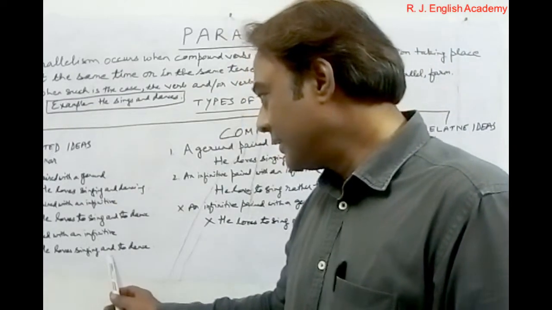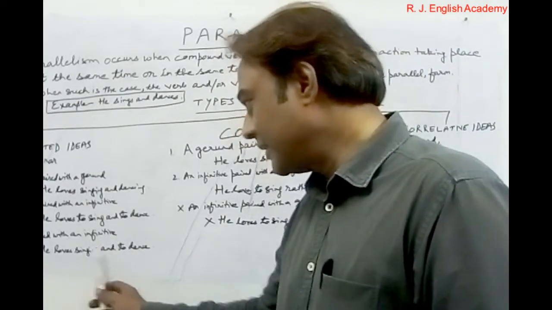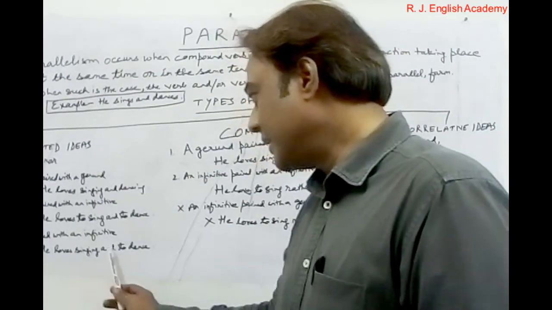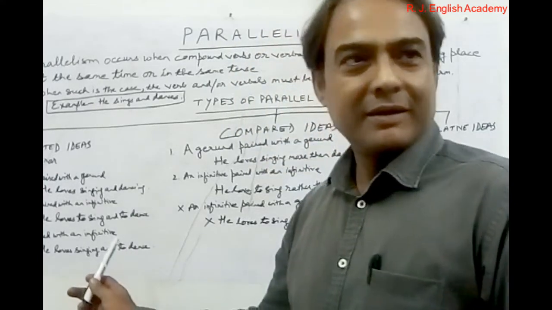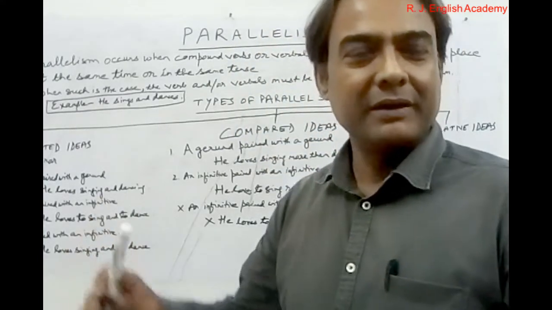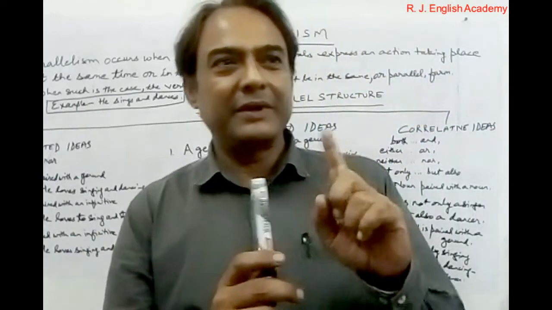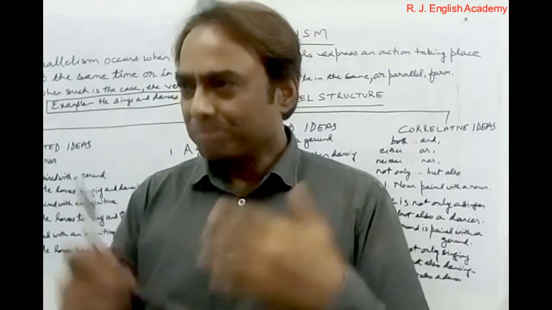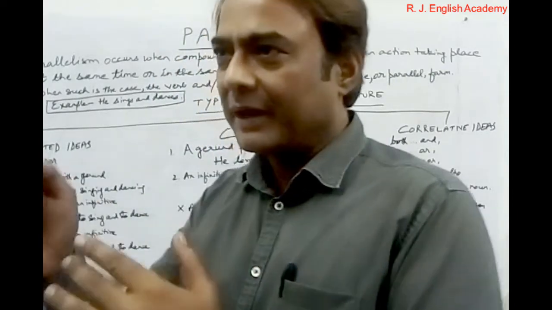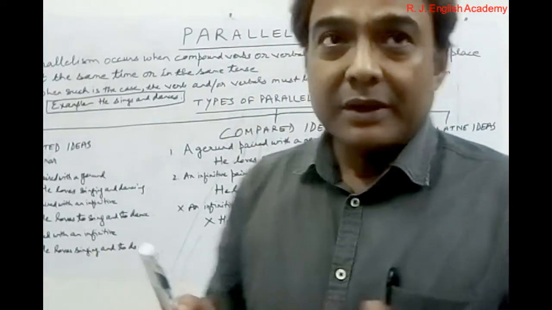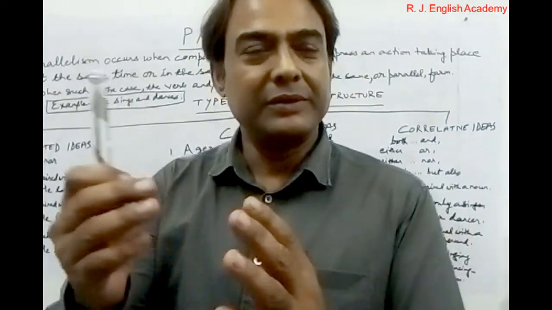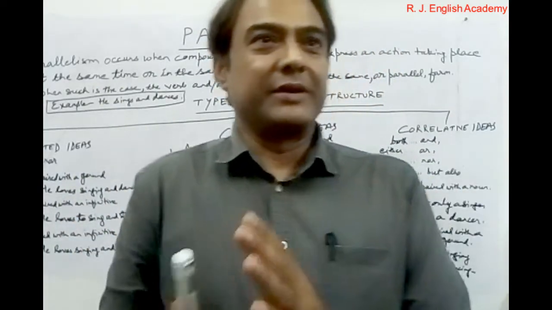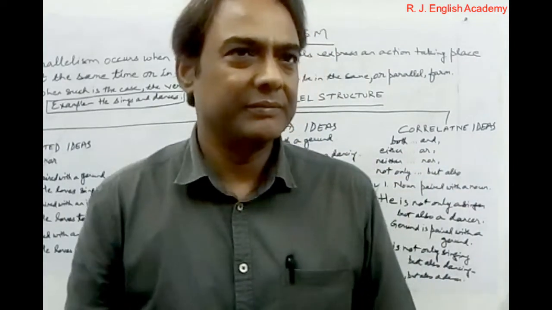He loves singing and dancing, or he loves to sing and to dance, but not he loves singing and to dance, or he loves to sing and dancing. Wrong. You cannot pair two different types. You cannot pair a gerund with an infinitive or an infinitive with a gerund. If you use a noun, you can pair a noun with a noun. You cannot pair a noun with a gerund or a noun with an infinitive.